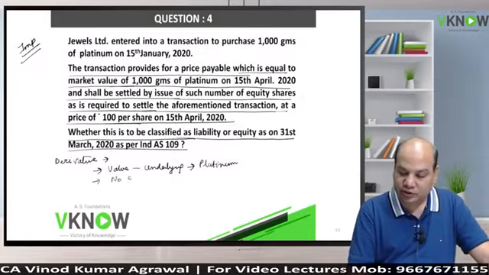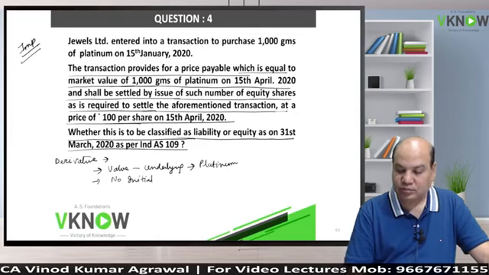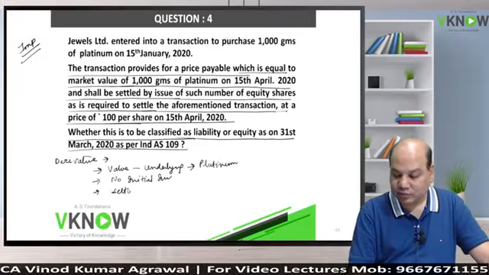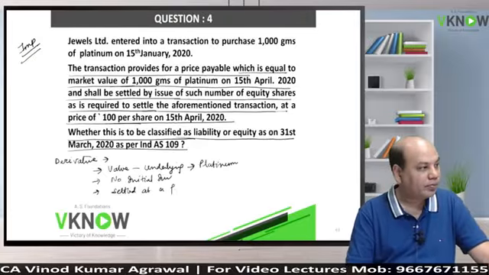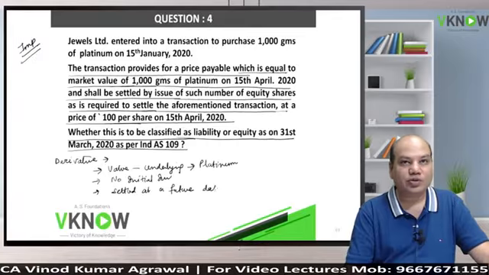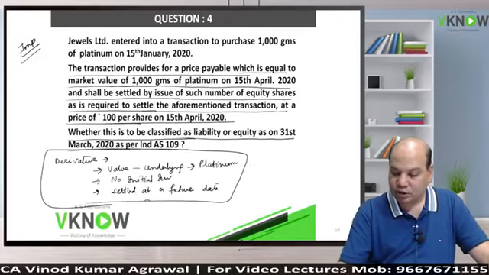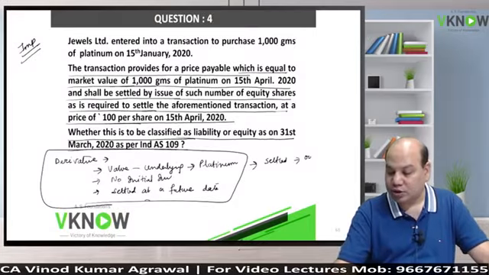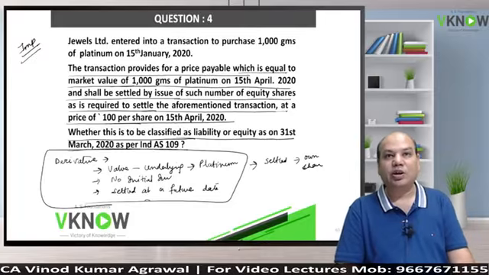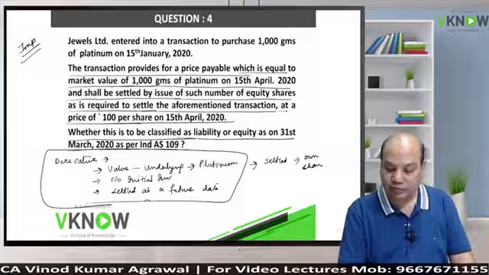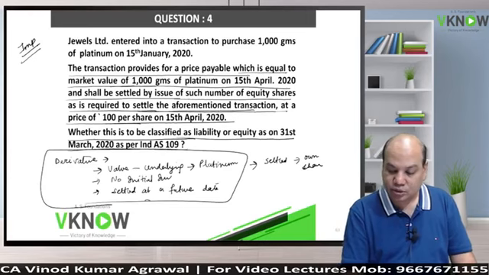No initial investment was required. No initial investment. And third, it is settled at a future date. After that, we have to see in which form it will be settled. It will be settled in the form of own shares. So we are in element number 4 now. It's a derivative contract which will be settled in own shares.